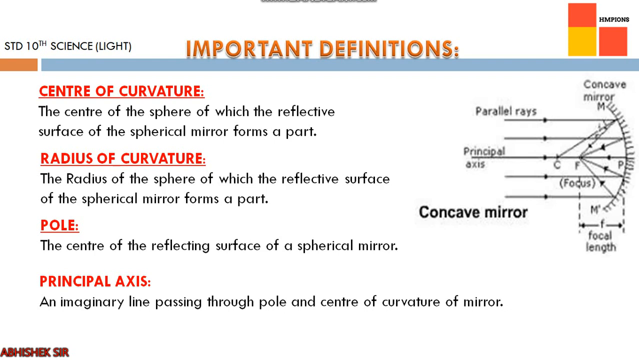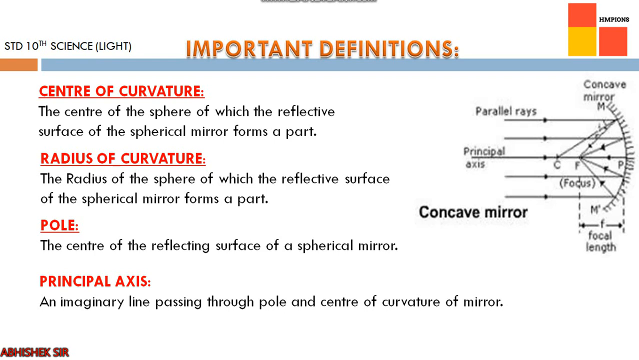Principal axis. Now, axis, you have already heard about axis when you have studied the Earth rotates on its axis. What is axis? Axis is an imaginary line which is passing through the center. Same way here we have principal axis, that is an imaginary line passing through pole and center of curvature of the mirror.